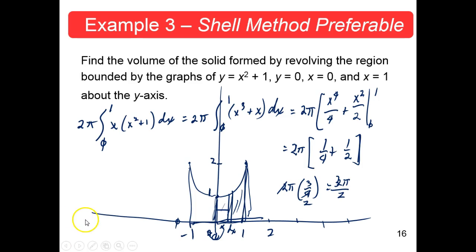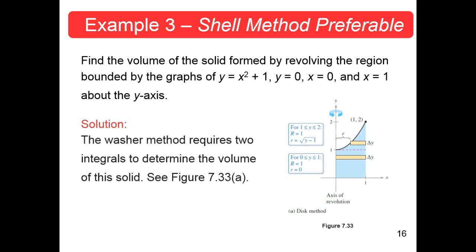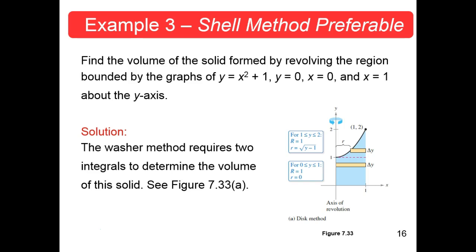All right, so we did this. I should have really shown you what they did first. I didn't think about it. They've already done this. So let's review example 3. The washer method requires 2 integrals to determine the volume of the solid. One is a real simple integral here. In fact, you can just do the area of the circle times the height. That would be pretty easy. Pi r squared times 1. So that would just be pi.